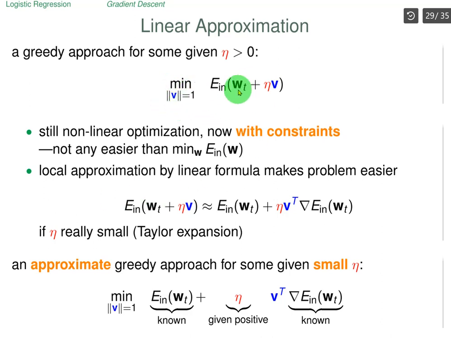We can try to approximate this in-sample error using Taylor expansion, a local approximation by a linear formula, which can make the problem easier. Then the approximate greedy approach for some small eta will be equal to the following. So we minimize the in-sample error subject to the length of the vector v being equal to 1, given some positive eta learning rate, and this is our gradient.